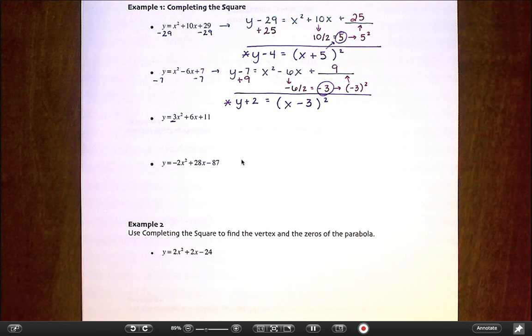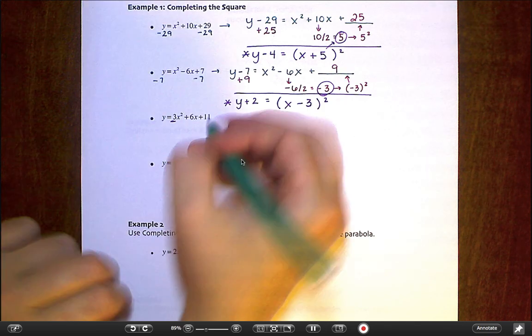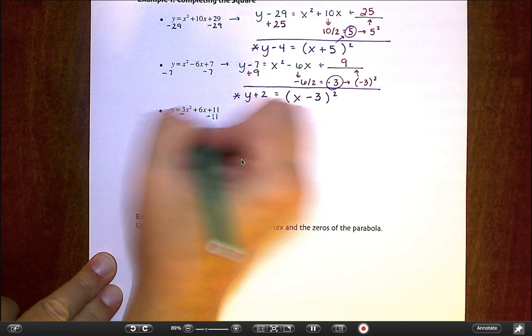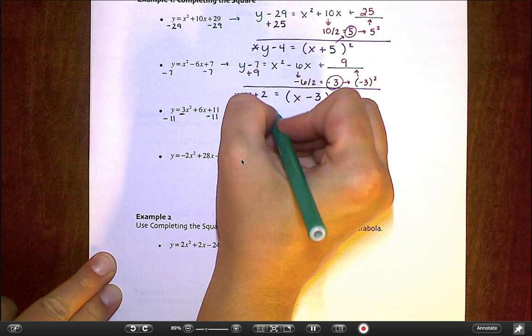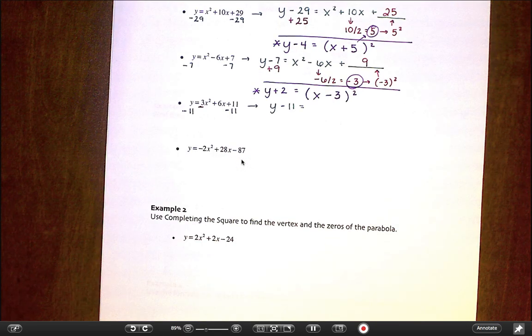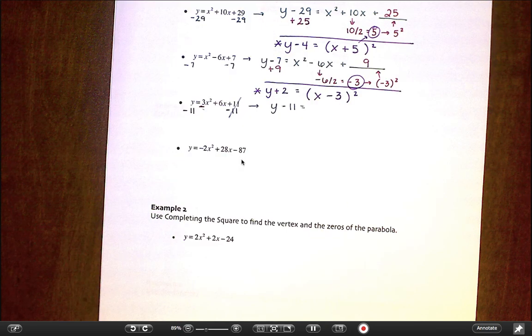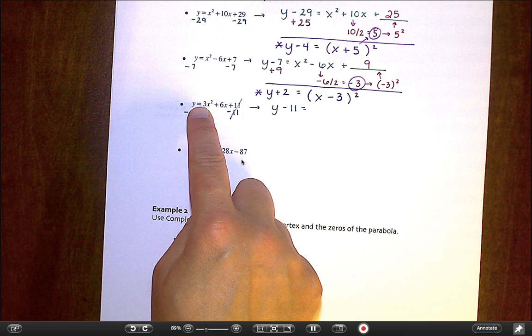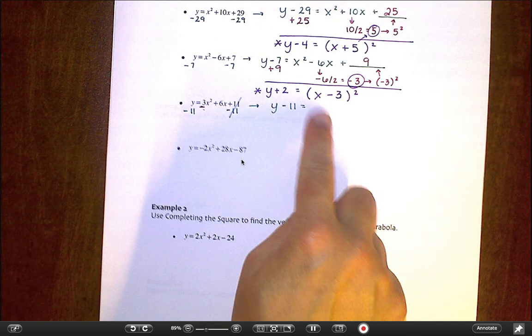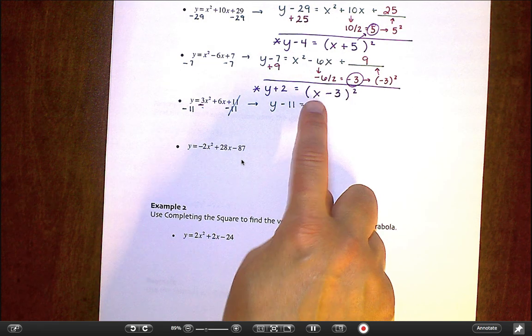It starts out the same. So let's start by moving the 11 out of the way and making this y minus 11 equals, now I'm going to pause before I write that next step. On the right here, I'm now going to have 3x squared plus 6x, but I can't complete the square with a 3 there, because I can't write 3x squared as x plus or minus something squared. I can't write it in this form.